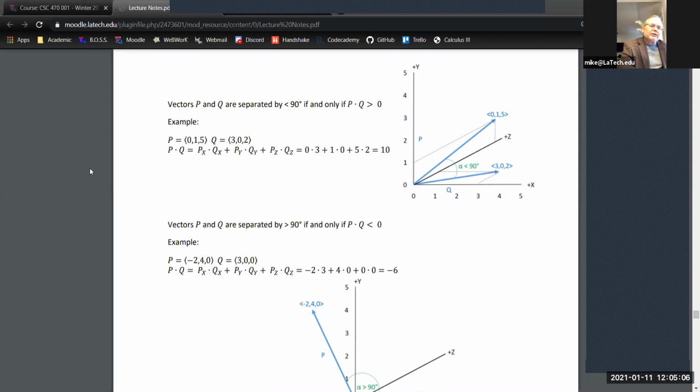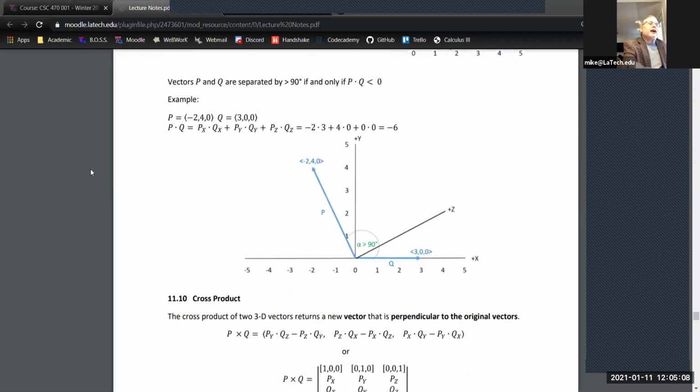And finally, if we scroll down a little bit more, if the angle that separates the two vectors is greater than 90 degrees, then P dot Q is going to be less than 0. So here I have P is minus 2, 4, 0, and Q is 3, 0, 0, and the angle there you can see is certainly greater than 90 degrees. If you do the multiplication, you get a -6. The dot product there is telling you, hey, they're separated by more than 90 degrees.